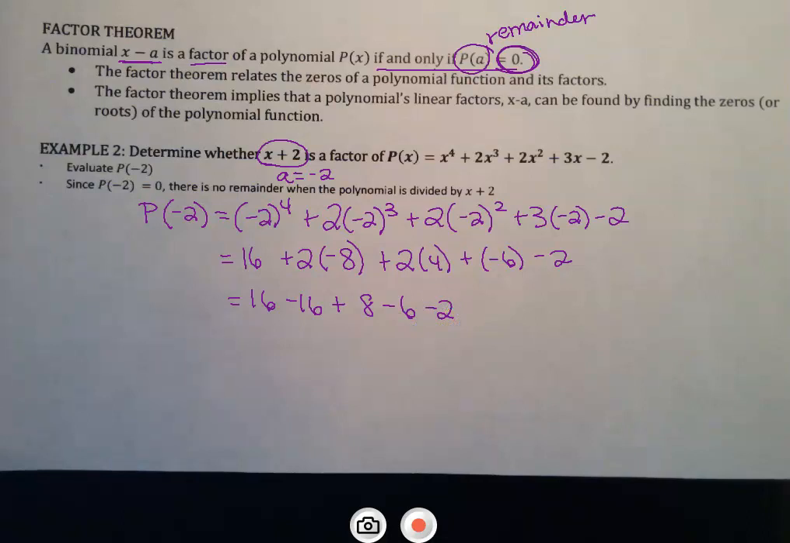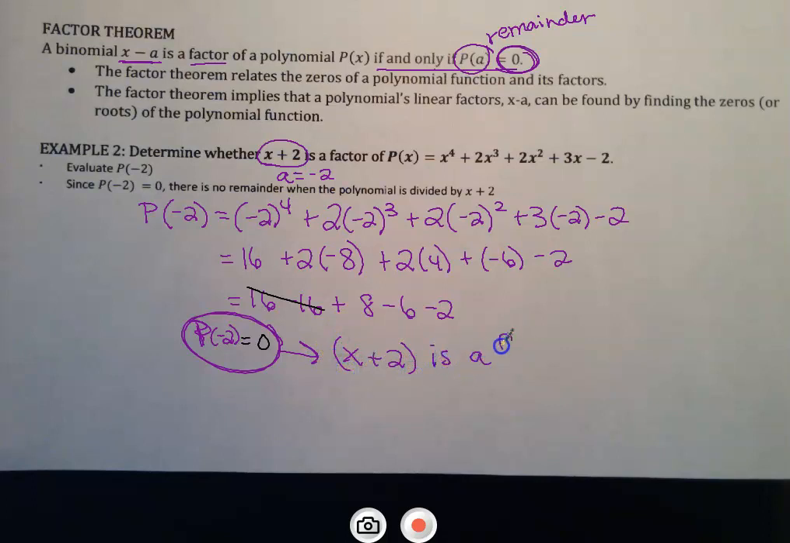So even if you wanted, you could say, okay, 16 and that minus 16, that cancels, and then say, well, 8 minus 6 is 2, 2 minus 2 is 0. So what does this remainder tell you? All right, so yes, this means that x plus 2, this quantity, is a factor.